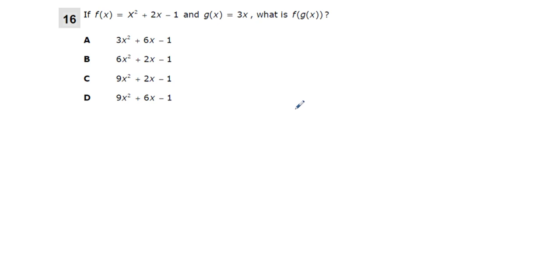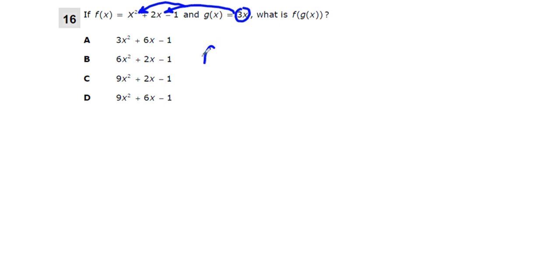Okay, 16. If f of x equals x squared plus 2x minus 1 and g of x is 3x, what is f of g of x? What we got to do is we have the x close to the g, so we got to throw this 3x function into the x here, and also into this x here. And then we just simplify.